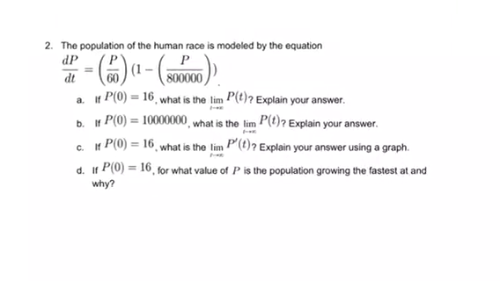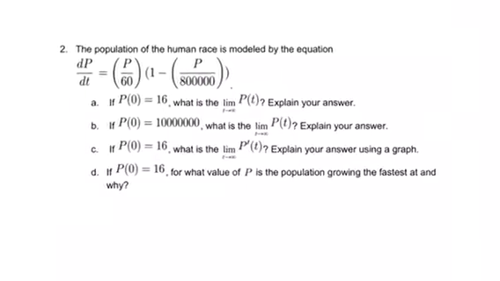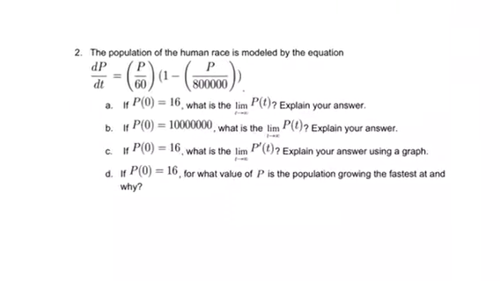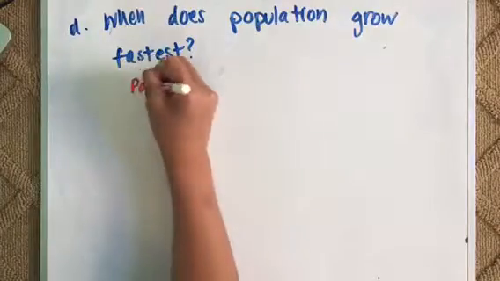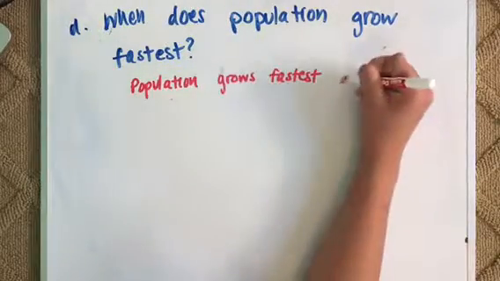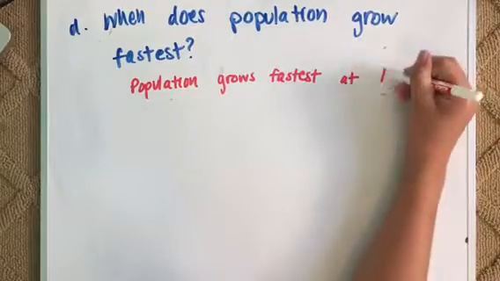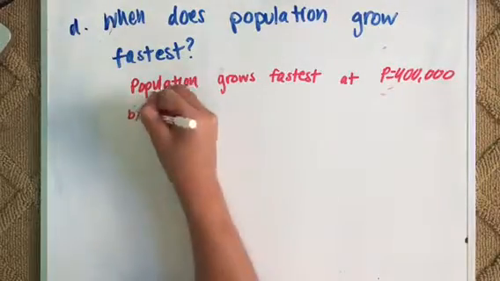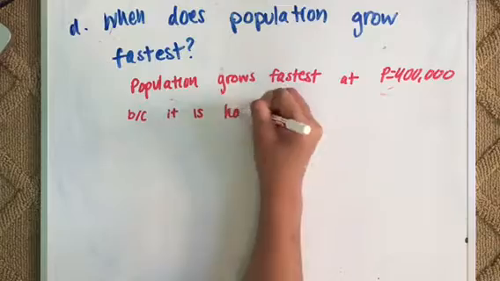If p of 0 equals 16, for what value of p is the population growing the fastest, and why? So to find where the population is growing the fastest, it's just half of the carrying capacity. So the population grows fastest at p equals 400,000 because it's half of the carrying capacity, which is 800,000.